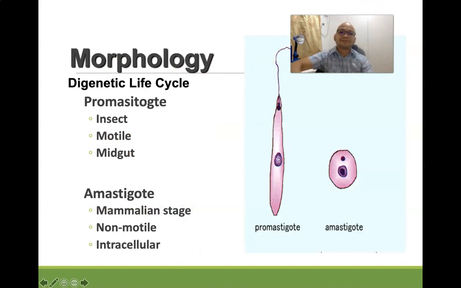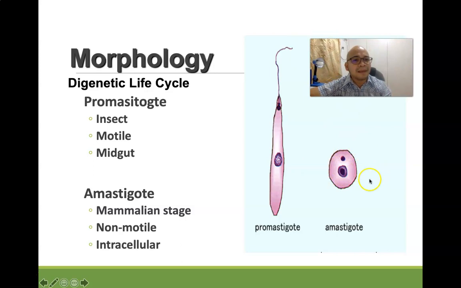As you can see, this is the amastigote. Amastigote doesn't have flagella, but it has both the nucleus and kinetoplast. And then this is the promastigote. Promastigote has a nucleus and the kinetoplast is at the anterior portion. And there's already a single flagellum that is more or less around 15 microns in length. Promastigotes are found in vectors such as the insect vector. Because of the presence of the flagellum, promastigote is said to be motile, and it is found at the midgut. Unlike amastigote, which is found intracellularly inside the host, human host or mammalian host.